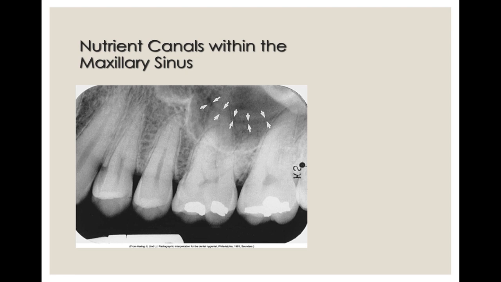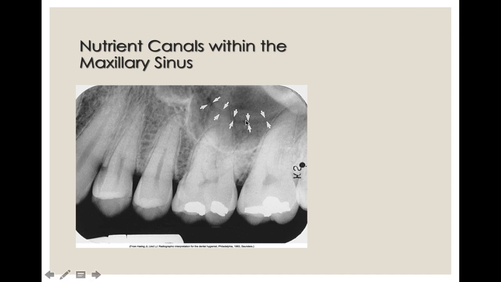Next, we have nutrient canals that may be found within the maxillary sinus. It is important to know that they can be found both in the maxilla and mandible, but they have about the same appearance. The nutrient canals are just tiny tube-like passages through bone that contain blood vessels and nerves.